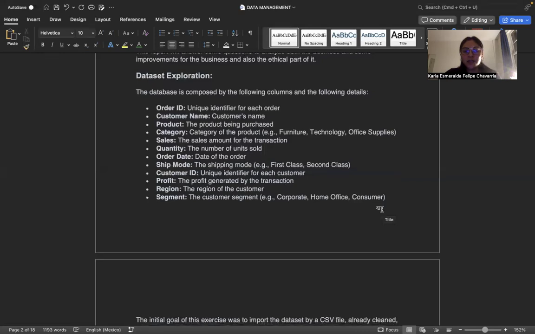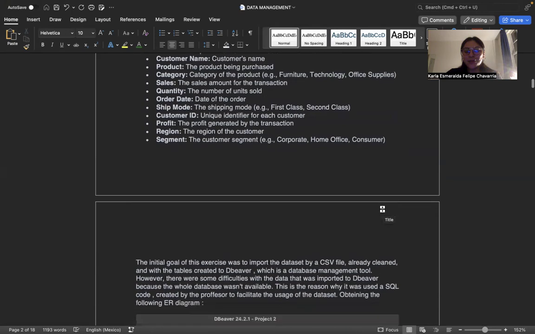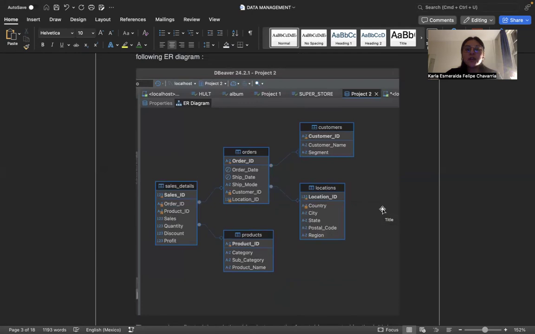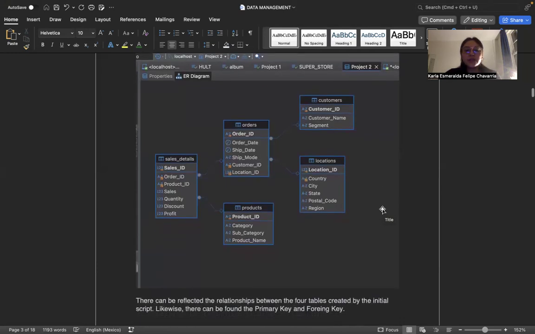As I said, I chose a superstore data set, which contains 12 columns and has information about the customers and what they bought in the superstore. The first part is the screenshot of the ER diagram, where we can see the relationships between the tables, their primary keys and foreign keys, and how they are connected. So we can see sales details connects with orders and products, and orders only with customers and locations.